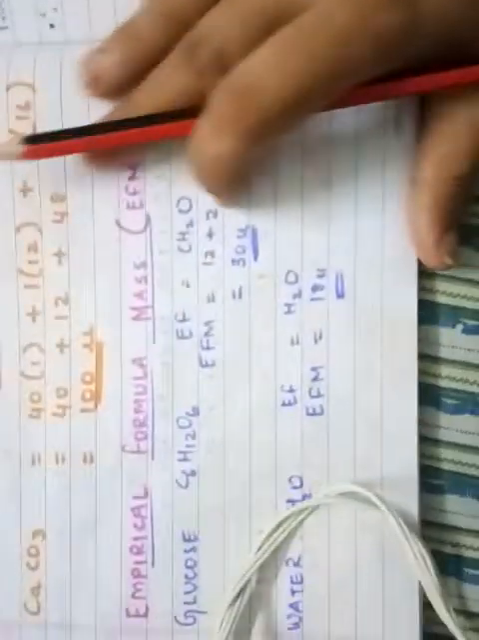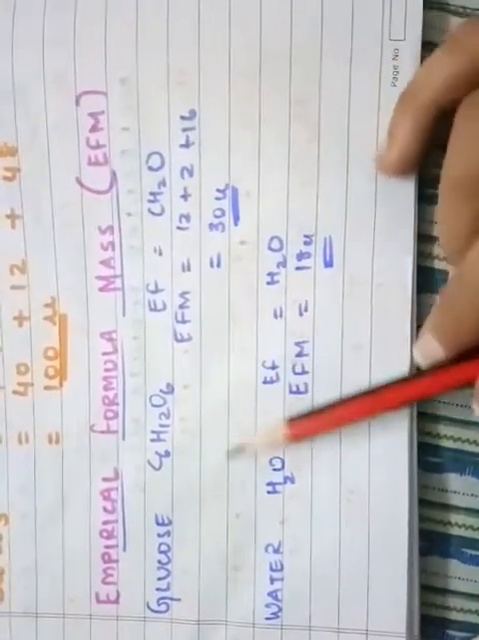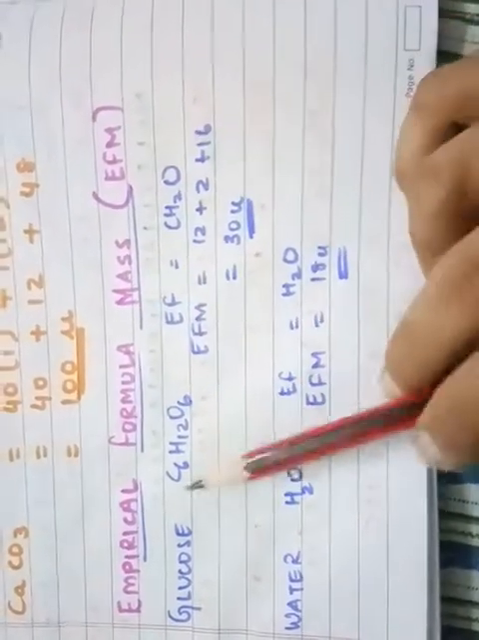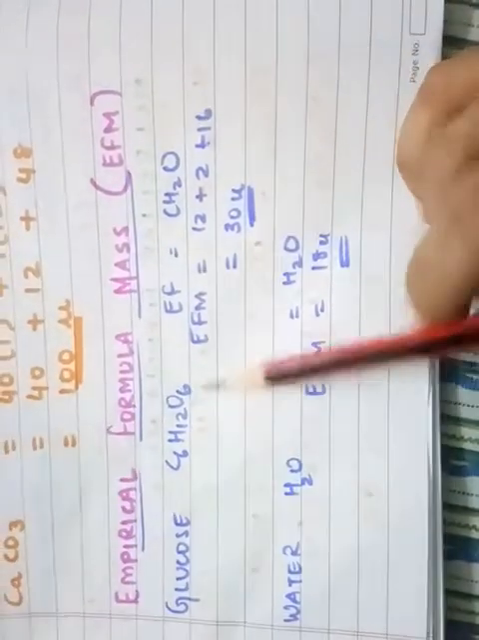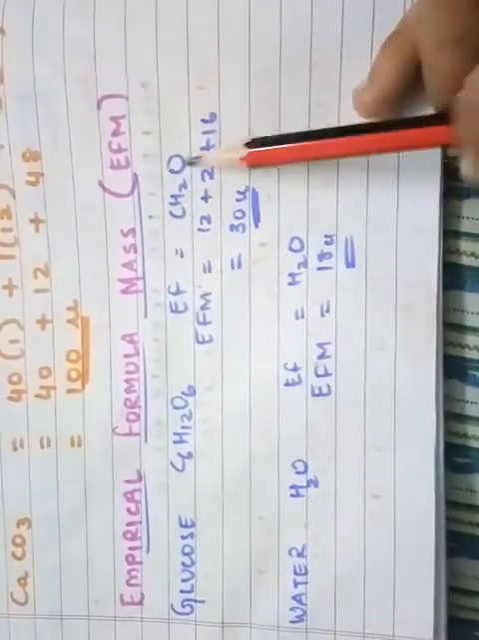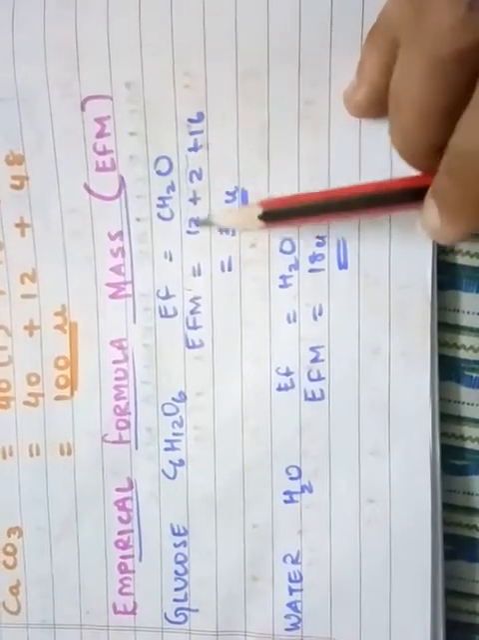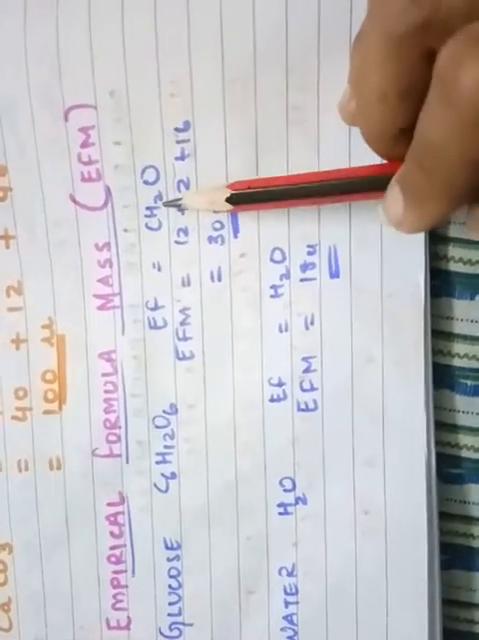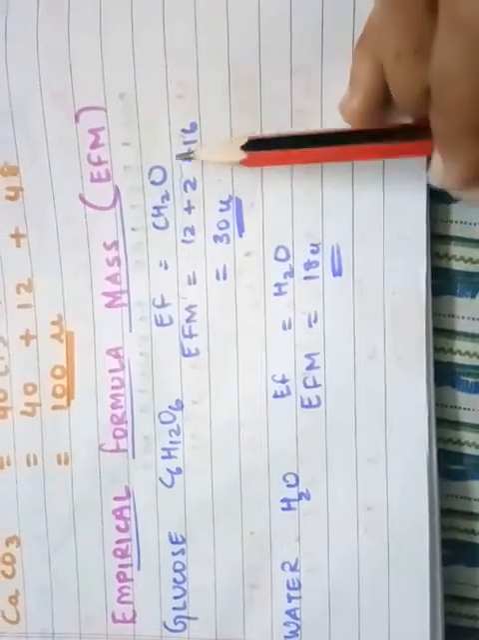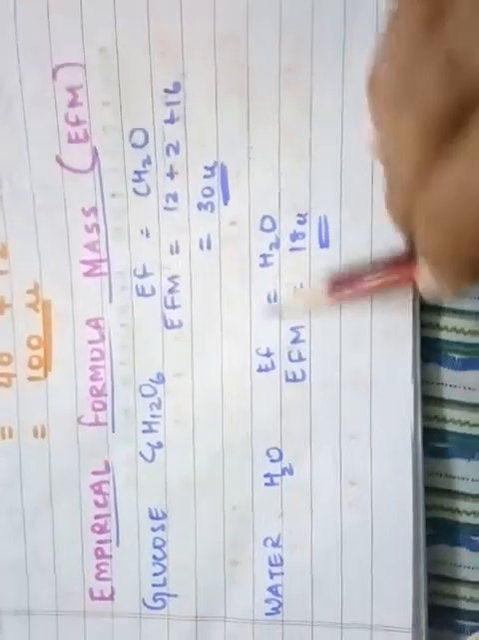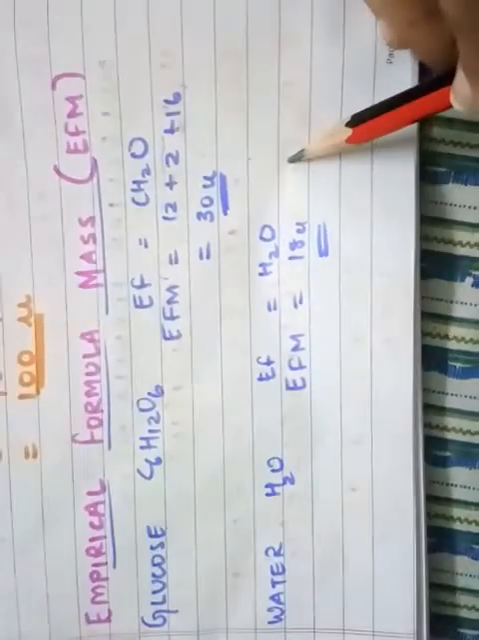Now, empirical formula mass is the mass of the atoms present in its empirical formula. So glucose का molecular formula है C6H12O6 and empirical formula है CH2O. So for the empirical formula mass, how many atoms are present? 1 carbon with mass 12, 2 hydrogen, 1 each, so 2, 1 oxygen with mass 16. So 30 U is the empirical formula mass. For water, the empirical formula and molecular formula are the same, so the empirical formula mass is 18 U.